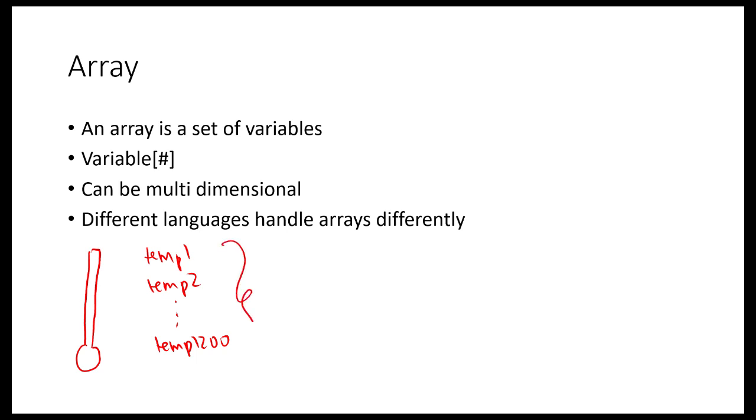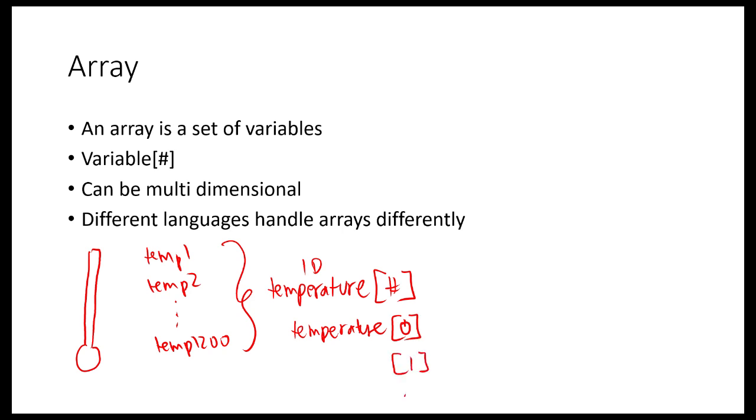So instead, what I do is I make one variable which I call temperature, but it's an array, a one dimensional array, and so we just have a number. So the first reading will be temperature 0, and then 1, and so on until we fill up the array.